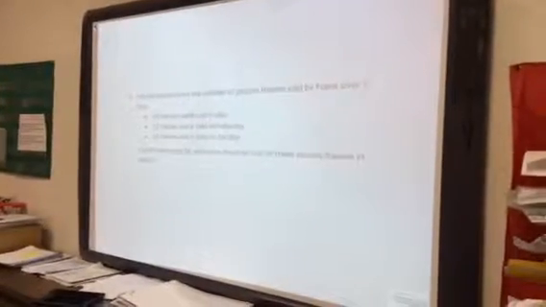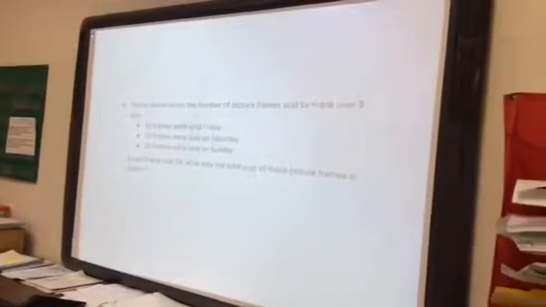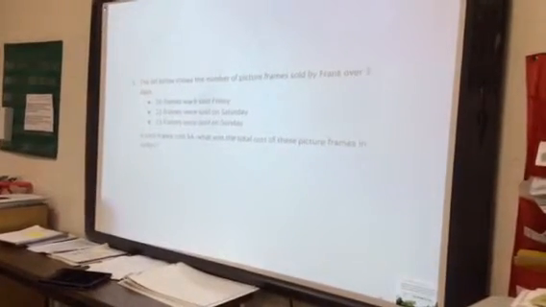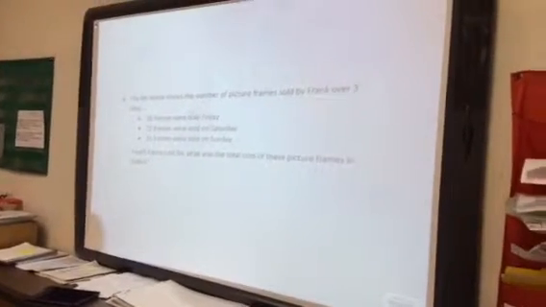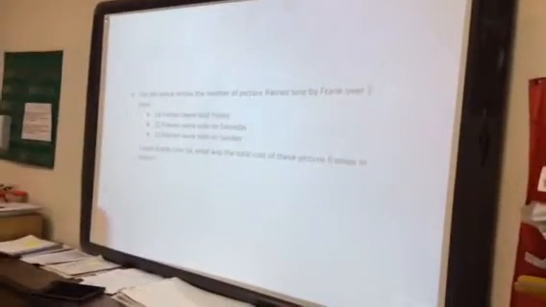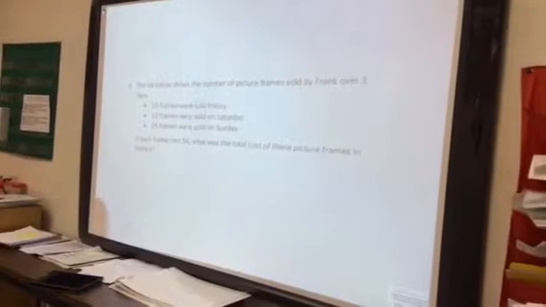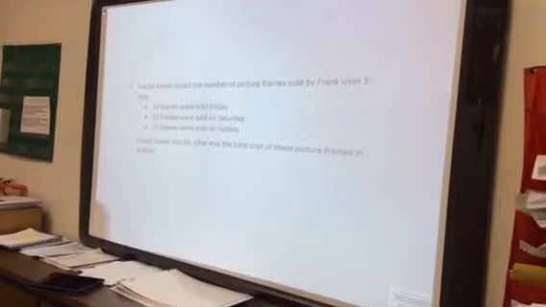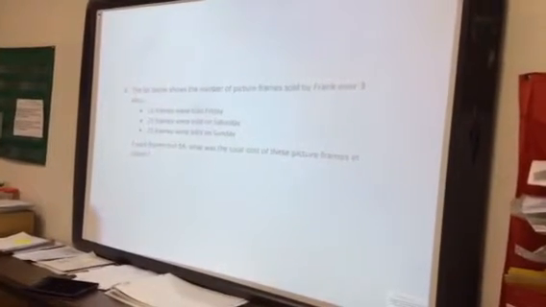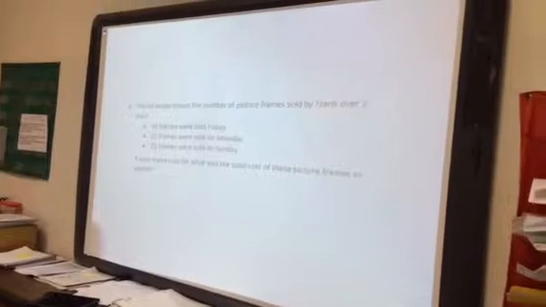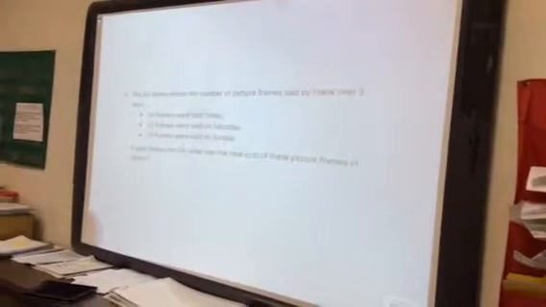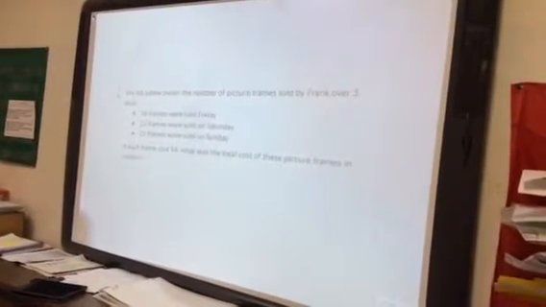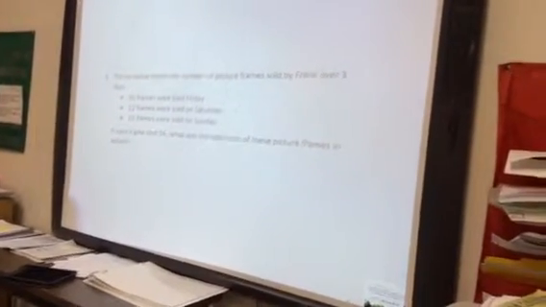Multiplication, and I'm going to ask that someone would please do the first read for me. The list below shows the number of picture frames sold by Frank over 3 days. 16 frames were sold Friday, 22 frames were sold on Saturday, and 25 frames were sold on Sunday. If each frame cost $4, what was the total cost of these picture frames in dollars? Okay, great.